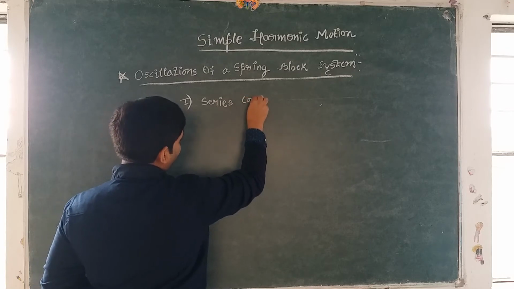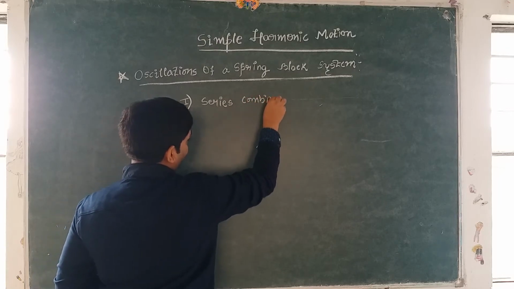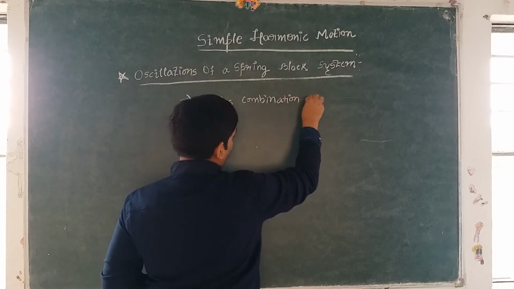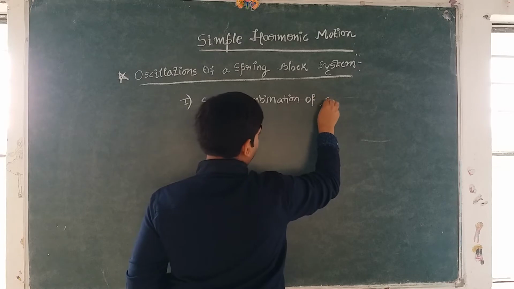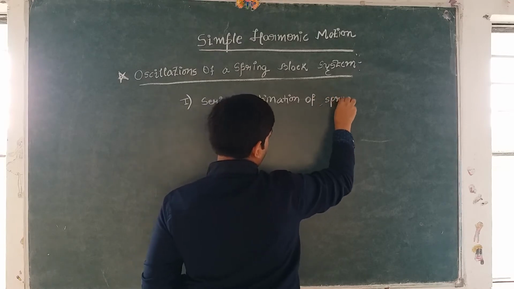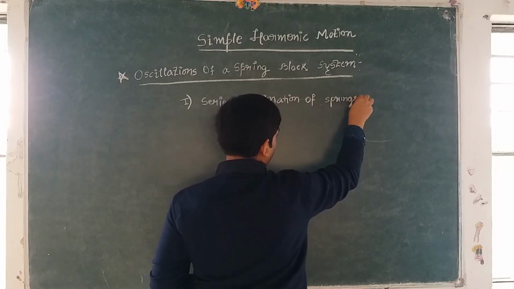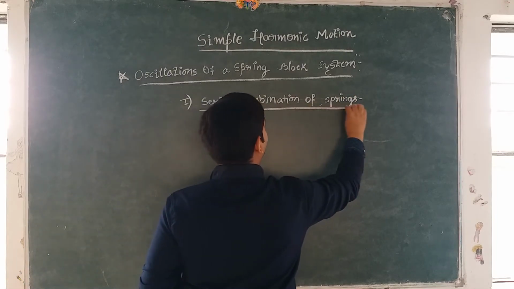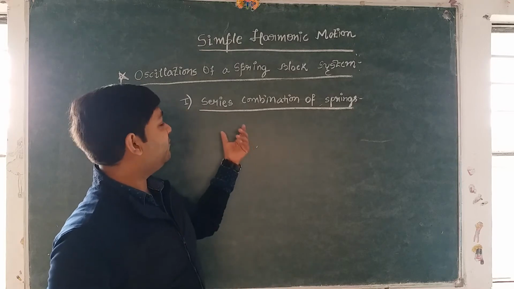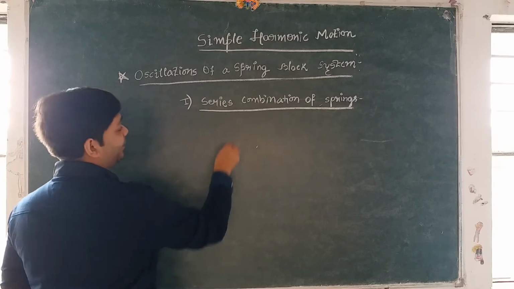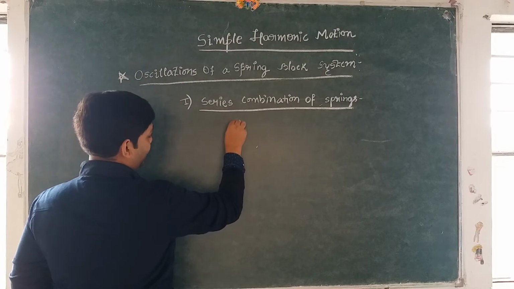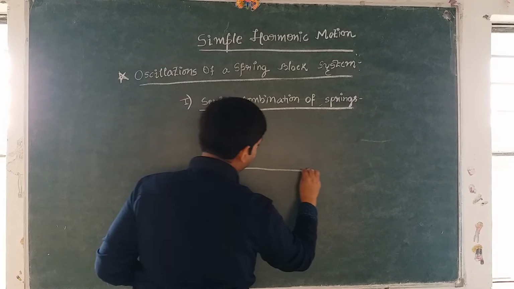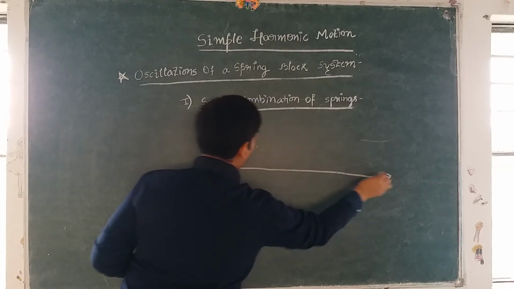Series combination of the springs. So let's say there are two springs which are connected in series as I am drawing here. This is again a rigid wall which is fixed, and this is a surface, right?